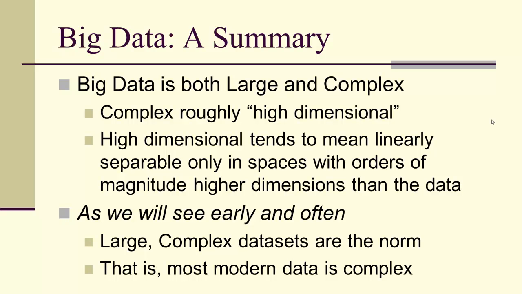So, in summary, big data is large and complex. Complex roughly means high dimensional. High dimensional tends to mean linearly separable only in spaces with large orders of magnitude dimensionality. So you can think of dimensions like 10 to the 54th, or one dimension for every grain of sand on a seashore, something like that. Now, we might think, do we ever run into such data sets? And the answer is yes. In fact, large complex data sets are the norm.